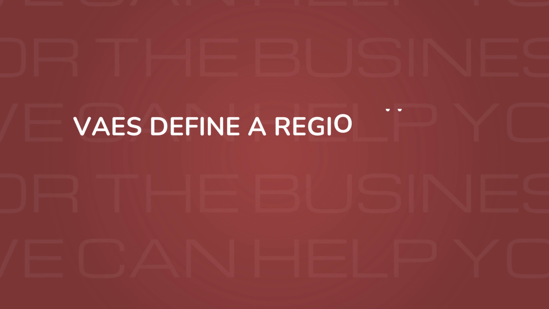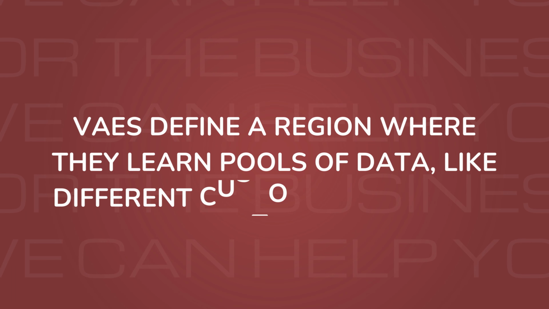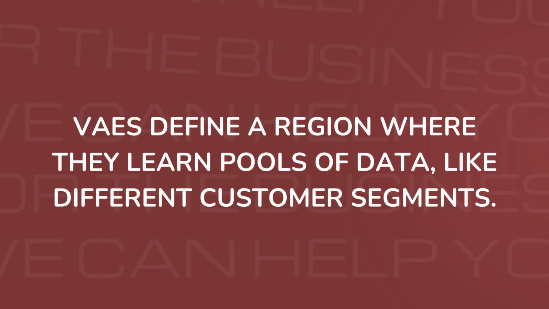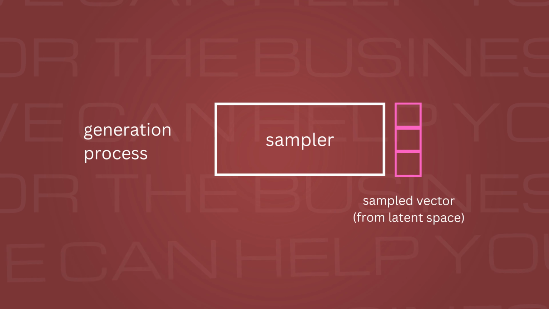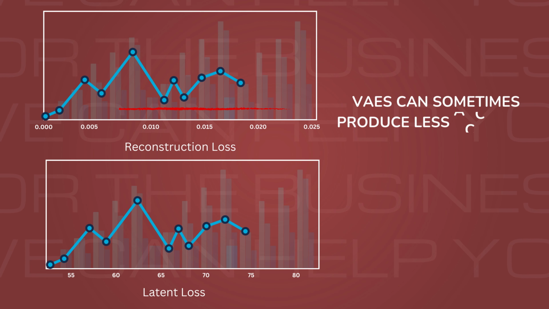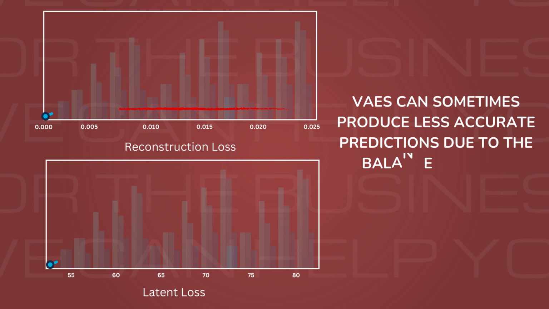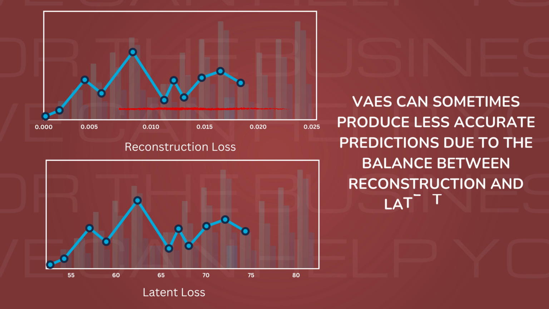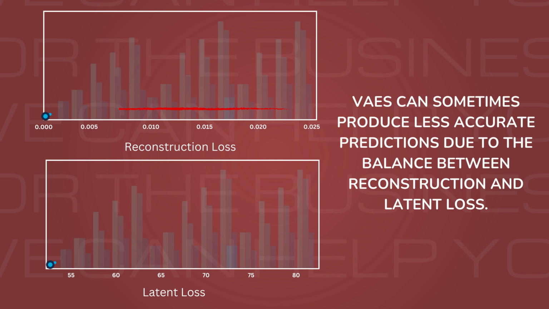VAEs define a region where they learn pools of data, like different customer segments. This region is continuous, meaning VAEs can sample vectors from this region during testing to generate new marketing strategies or predictions. However, there's a trade-off. VAEs can sometimes produce less accurate predictions due to the balance between reconstruction and latent loss.